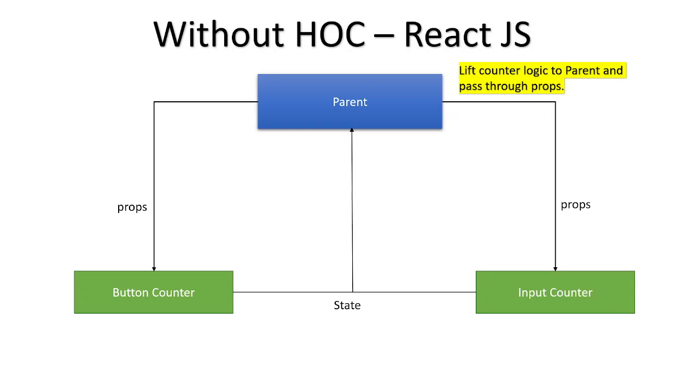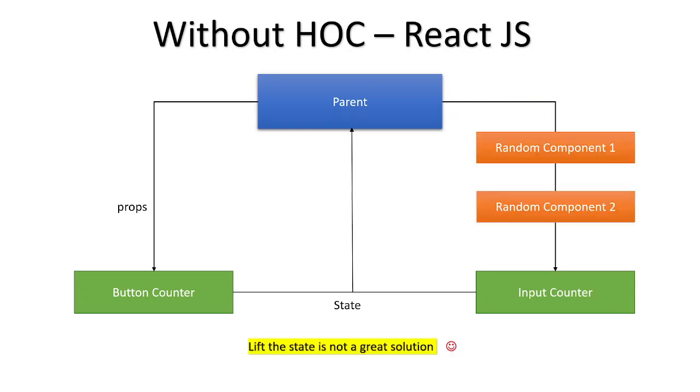But guys, this is not a good approach. Let's assume that our component is not the first child component, but is in between the component tree hierarchy, which comes after many other components. Like assume it is a fourth or fifth child, a nested component. In that case, lifting the state, or we can say lifting the value through props to the child component, is not a good approach, right guys?